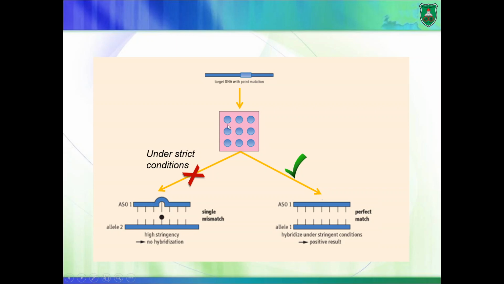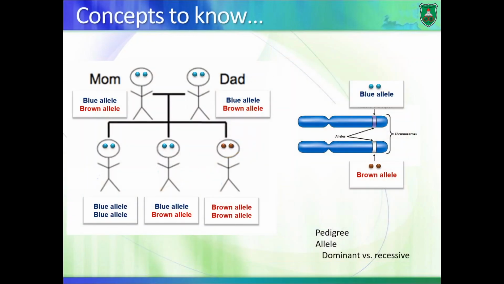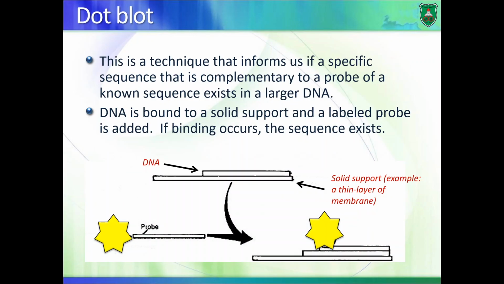Well, let's say that in this spot right here we have a DNA that does not have a sequence that is complementary to the probe. Then this spot right here would not emit, would not give us a signal. So that's the idea of a dot blot. Now let's look at this example then.